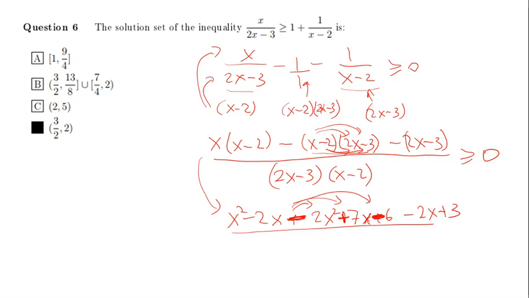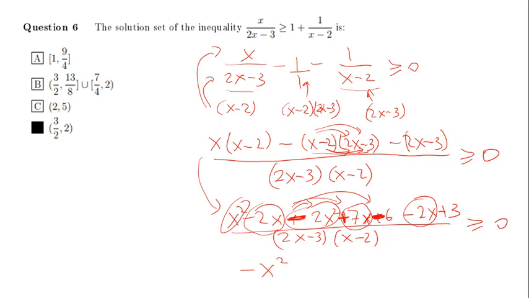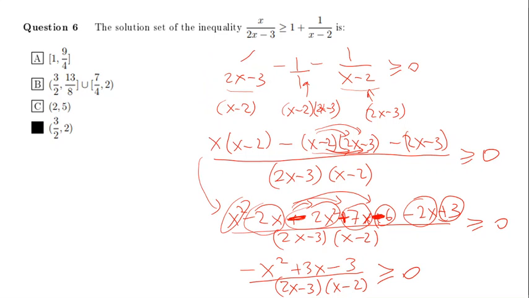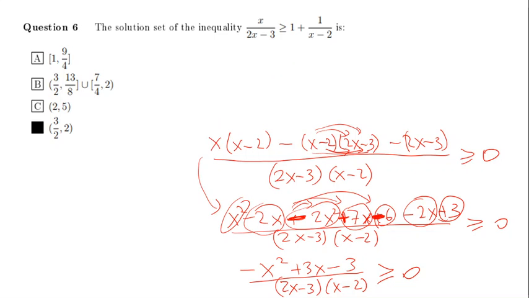Then you can combine these. x squared and minus 2x squared give minus x squared. Minus 2x, plus 7x, and minus 2x become 3x. Minus 6 plus 3 makes negative 3. So it's over (2x minus 3) times (x minus 2), bigger than or equal to 0. Now the first step is done. So it will be minus x squared plus 3x minus 3, over (2x minus 3) times (x minus 2), bigger than or equal to 0.